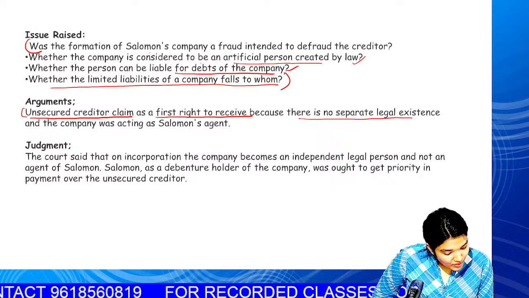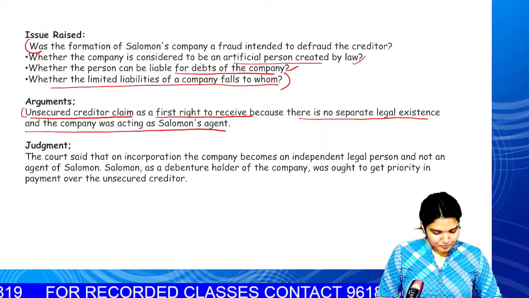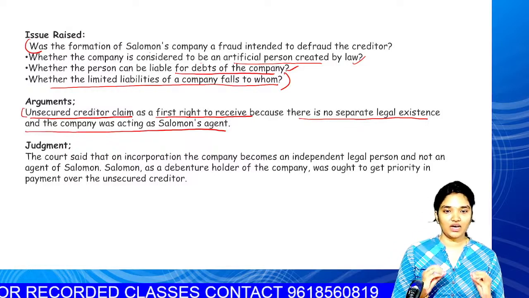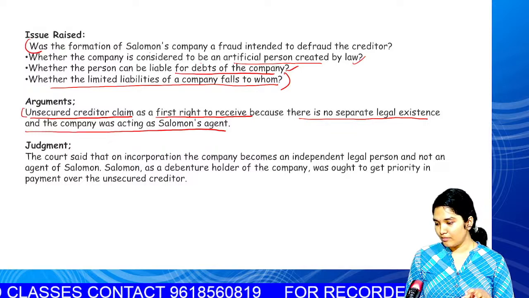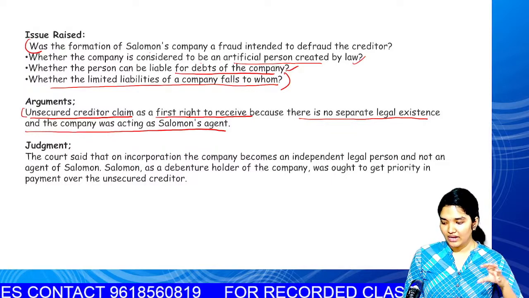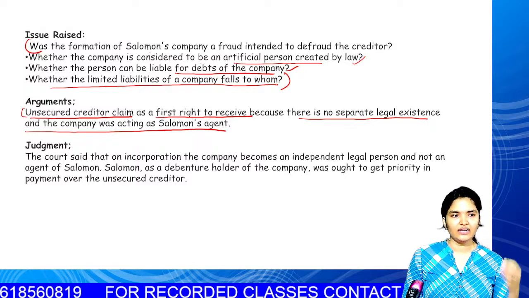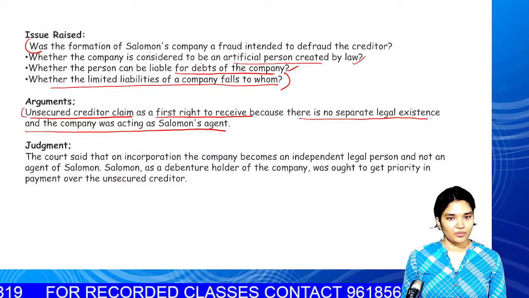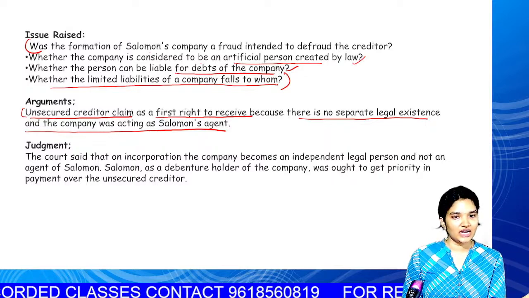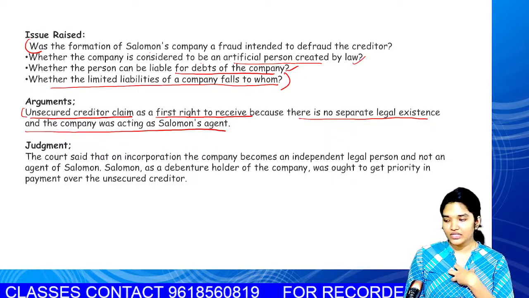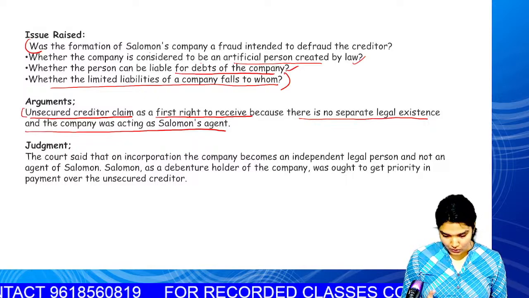there is no separate legal existence and the company was acting as Salomon's agent. Now, the argument of the unsecured creditors. Unsecured creditors means those who have lent money to Salomon Private Limited Company and now they want the money back because the company is liquidated. Their argument is that Salomon has established the company, right? So how can he be different from the company? How can you say it's a separate legal existence? We want our liability to be fulfilled first. So that's the argument. But the judgment as per the court was different.